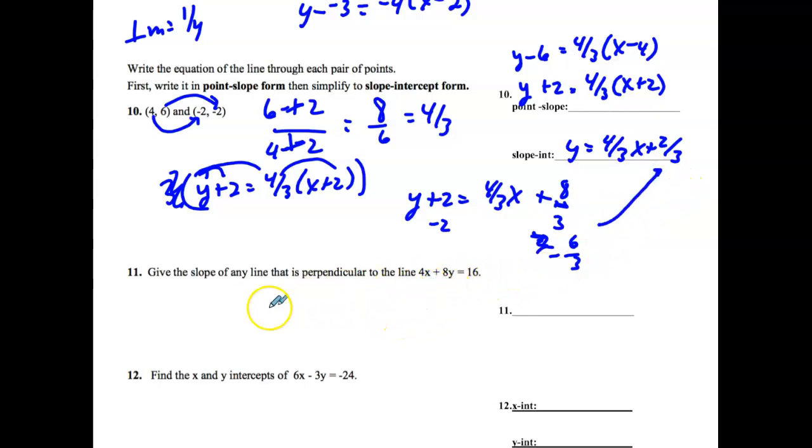Up to you. All right, 11. Find the slope of any line that is perpendicular. All right, so here we have perpendicular. So now that's going to be that flip it over, switch the sign, the negative reciprocal or opposite reciprocal.